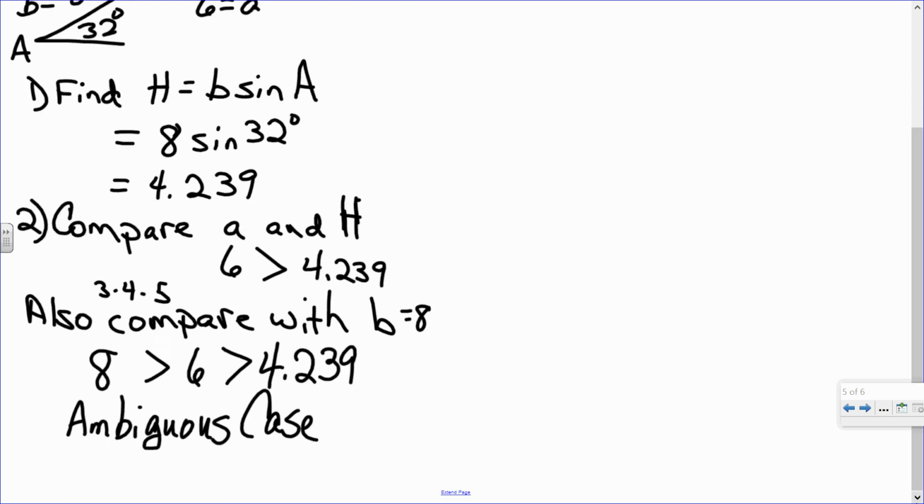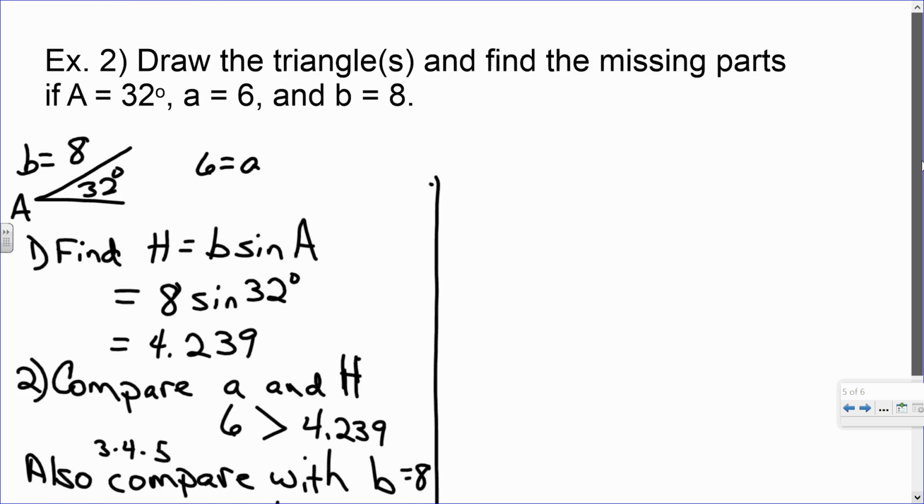Meaning we have two triangles, one where we need to swing that opposite side in to the left and one where we need to swing it out to the right, so that we will have our two triangles there. So we need to solve it both ways. Personally, I find it a little bit easier if we first swing it out to the right so that we're going to have an acute value for B when we start doing our law of sines on this.